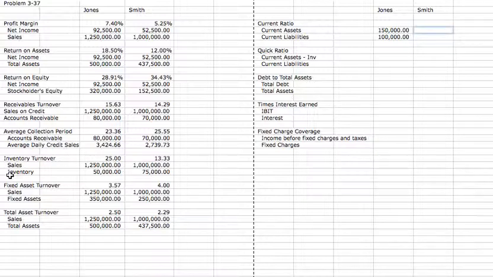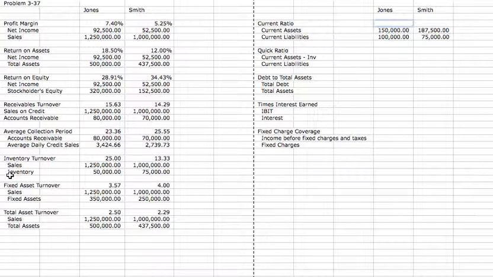And for Smith, current assets are cash, marketable securities, accounts receivable, and inventory. Okay, and its current liabilities are accounts payable, 75.